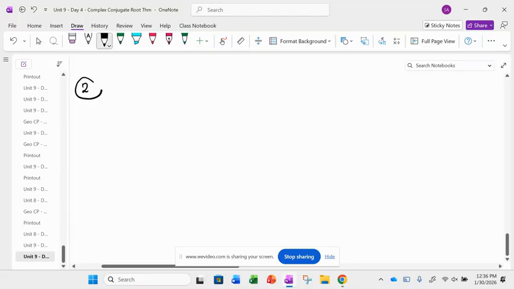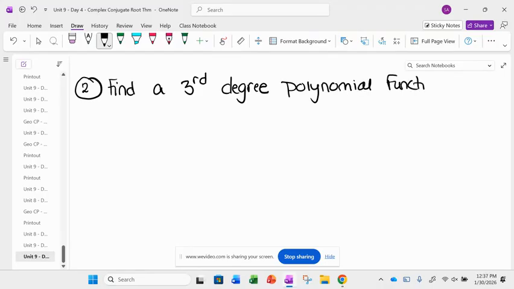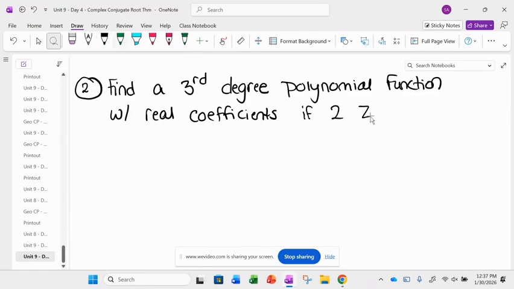It makes me sad. Okay, so I want us to find a third degree polynomial function with real coefficients if two zeros are 2 plus i and 5.